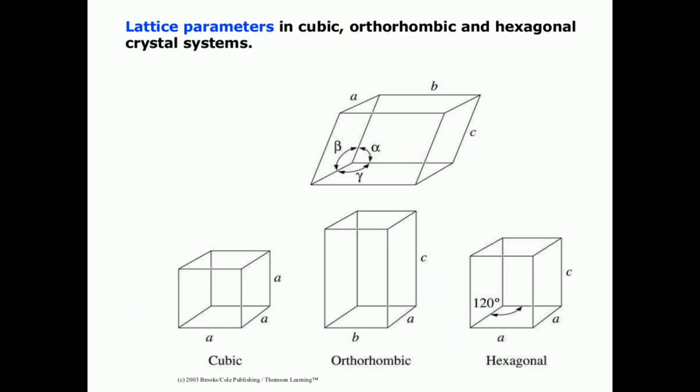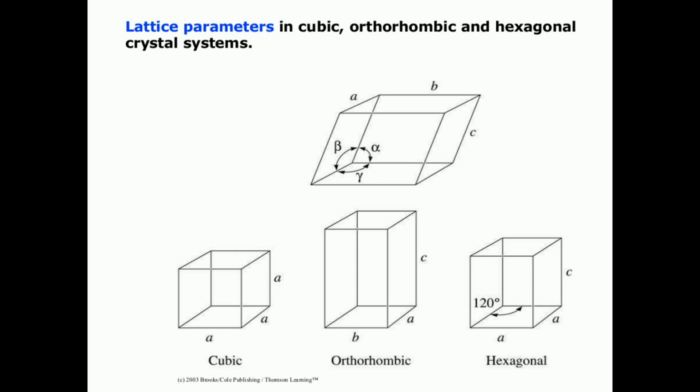The Miller indices are a group of three numbers that indicate the orientation of a plane, or a set of parallel planes, of atoms in a crystal. In the hexagonal system, which has four crystallographic axes, a similar scheme of four indices is used. This is the lattice parameter in cubic, orthorhombic, and hexagonal crystal systems.